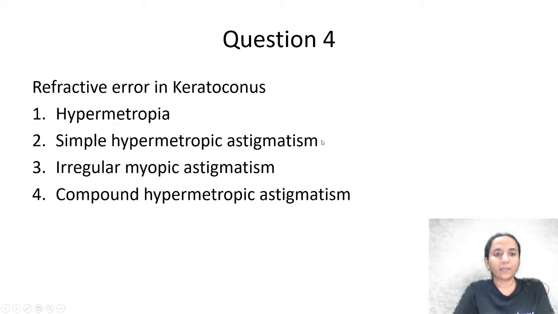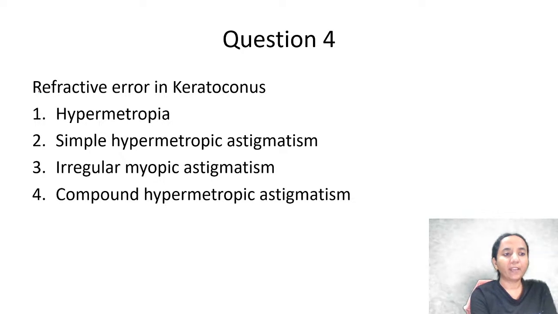Okay, next question. What is the expected refractive error in keratoconus? Do we expect hypermetropia, a simple hypermetropic astigmatism, irregular myopic astigmatism, or a compound hypermetropic astigmatism?